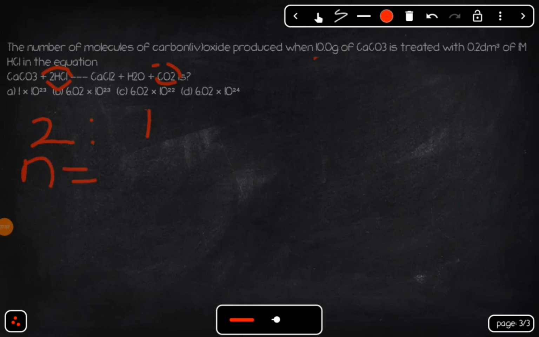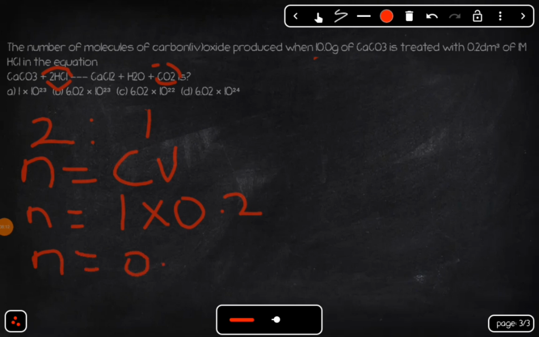n is equal to CV. They give us the C in the equation. Our C is equal to 1 molar, that is 1, times our volume, which is 0.2. So our final n is equal to 0.2 moles. Having gotten this, let's now relate it.